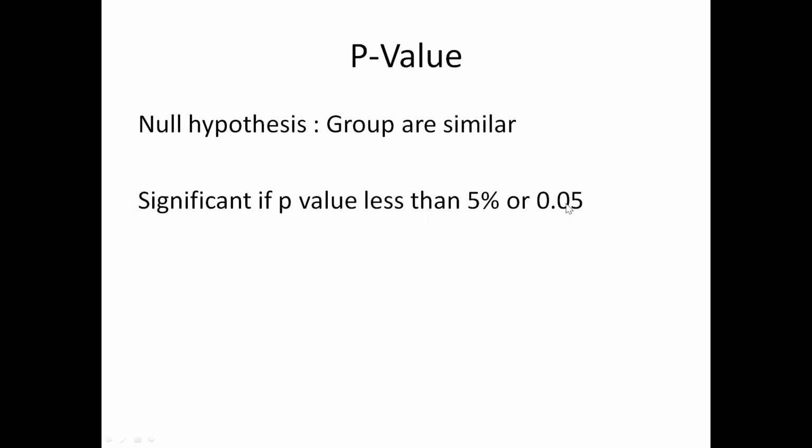But if things are happening beyond chance, then we say the null hypothesis is rejected and there is a true difference. We say it is significant if the p-value is less than 5%, which is the common cutoff. Everyone knows 0.05. Whenever you do hypothesis testing and the p-value is less than 0.05, you will say there is a statistically significant difference. So now you see this is the cutoff. I hope all of you know this.